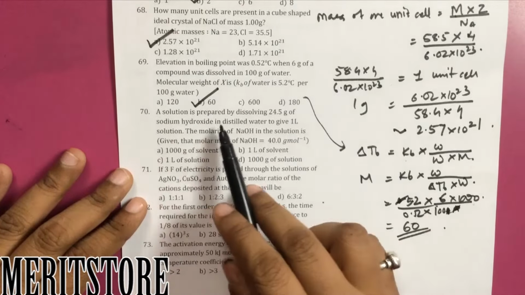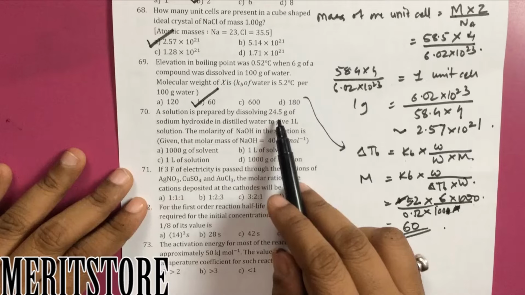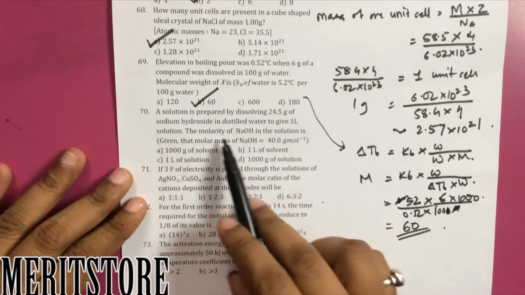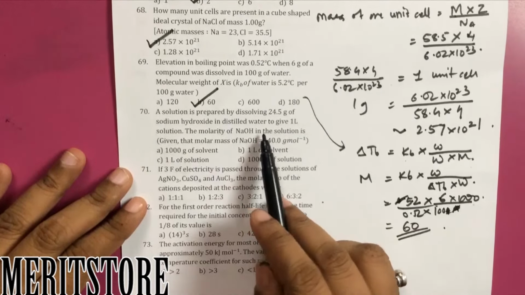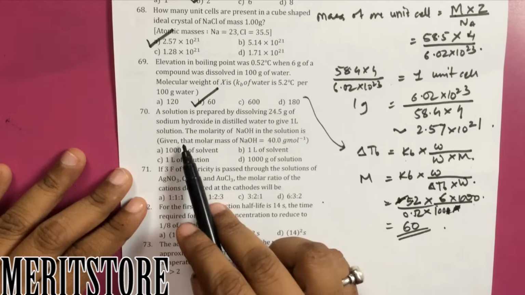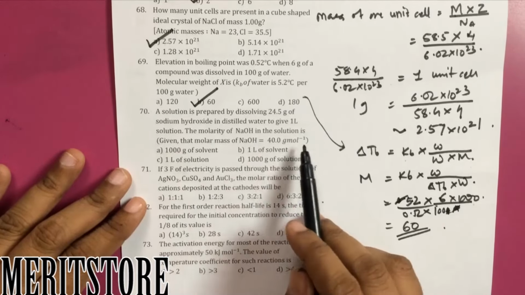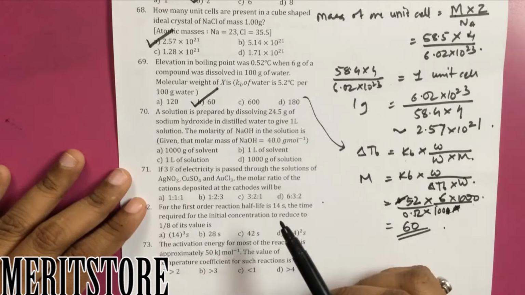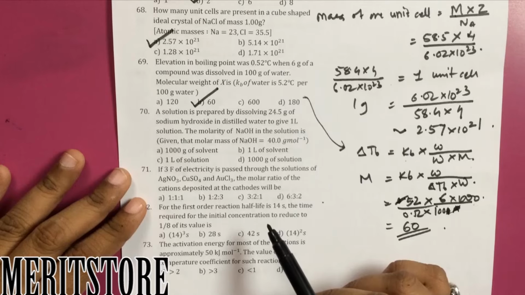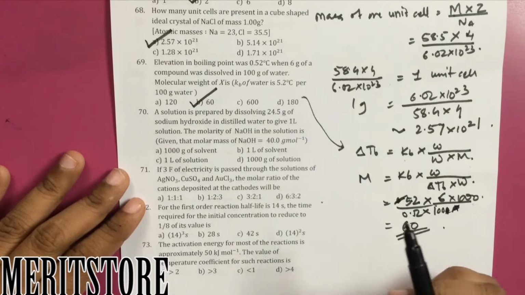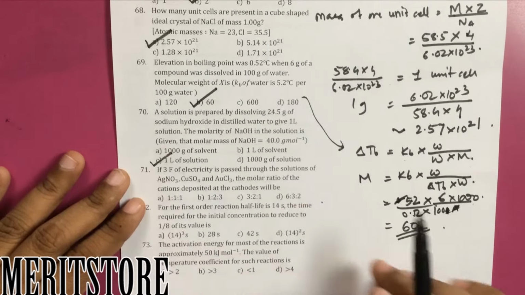Question number 70. A solution is prepared by dissolving 24.5 grams of sodium hydroxide in distilled water to give 1 liter of solution. Molarity of NaOH is? Generally the molarity is calculated for 1 mole of solute present in 1 liter of solution. Therefore, option C.